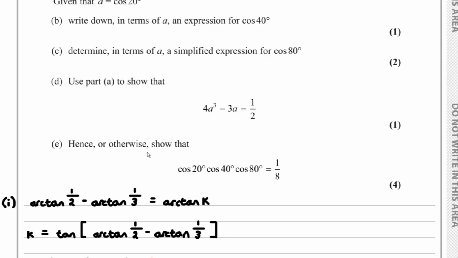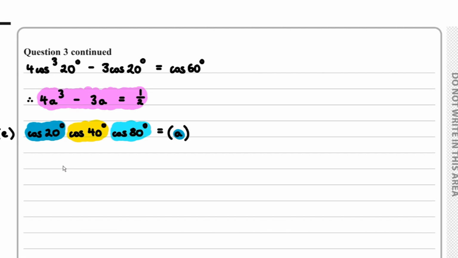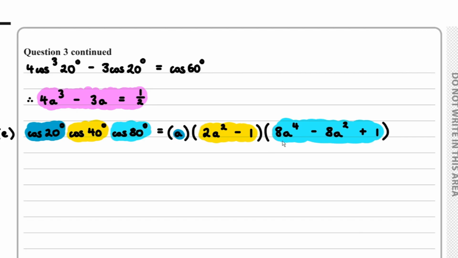Part E, hence or otherwise, show that cos of 20 degrees times cos of 40 degrees times cos of 80 degrees is equal to 1/8. So we've got cos of 20 times cos of 40 times cos of 80. We know that cos of 20 is a, we know that cos of 40 is 2a squared subtract 1, and we know cos of 80 is 8a to the 4 subtract 8a squared plus 1.